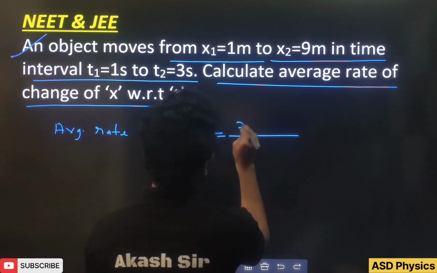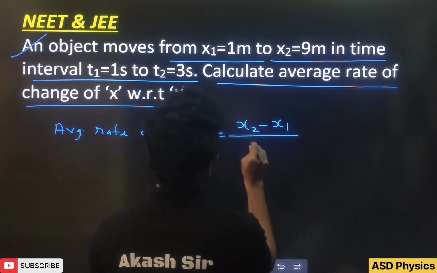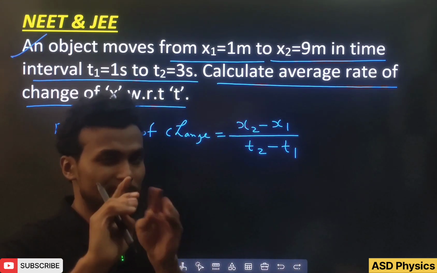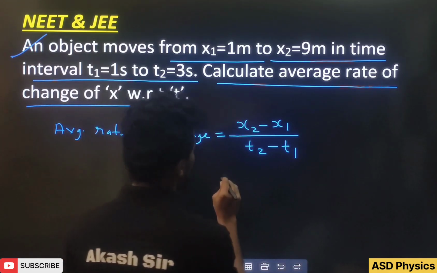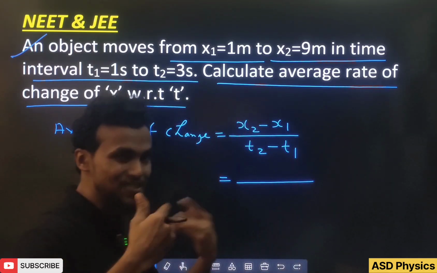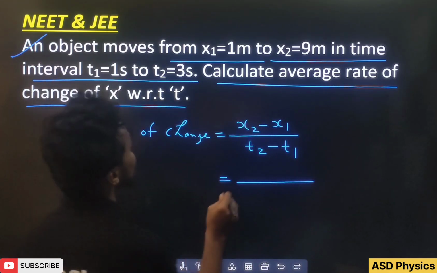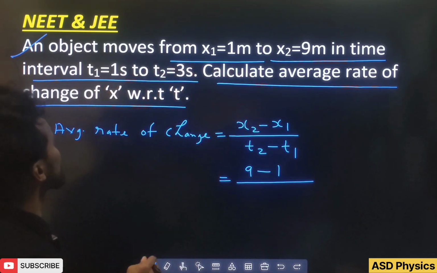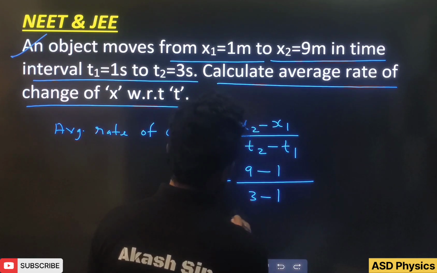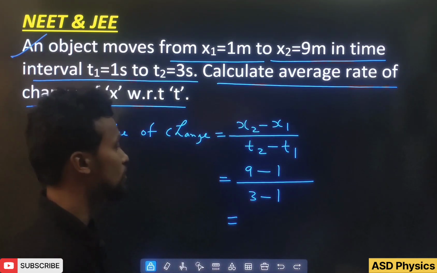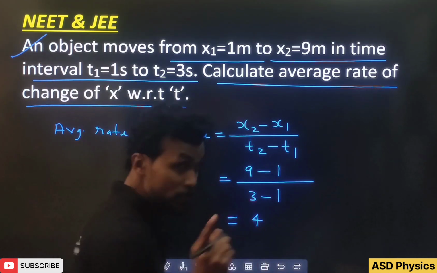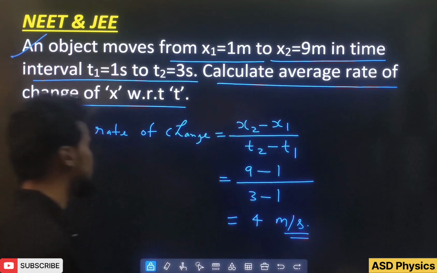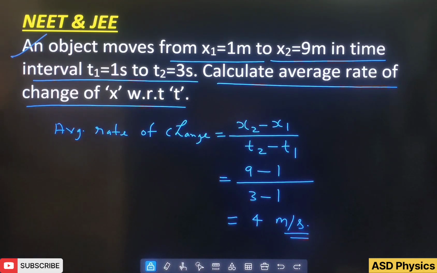So here we can write x2 minus x1 divided by t2 minus t1. Now, because these two physical quantities can change from situation to situation. Okay. So x2 minus x1, how much is there? 9 minus 1, and here how much is there? 3 minus 1. So what will this become? It will become 8 by 2, and it will come 4. Unit: 4 meter per second.